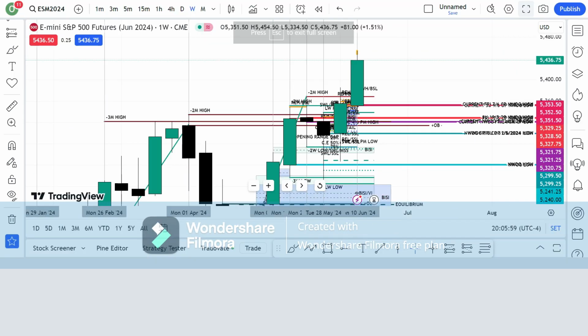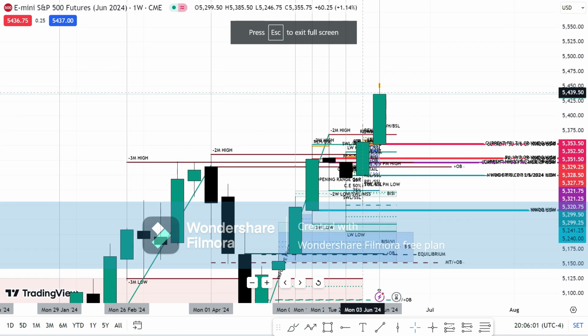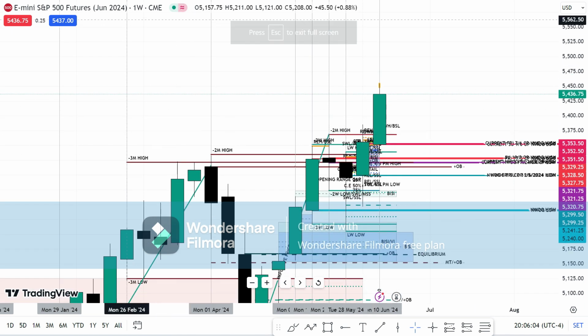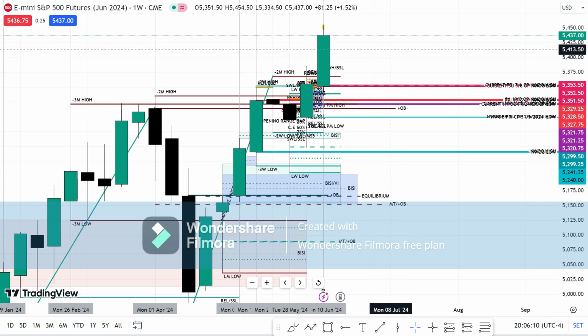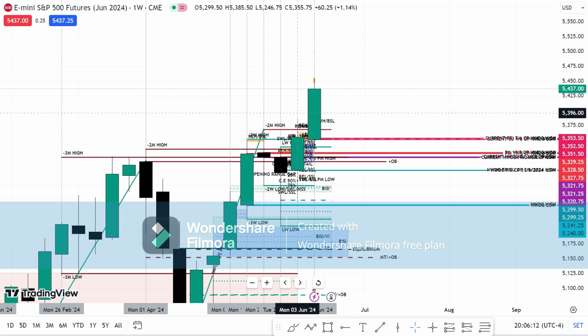come to the next and then again make the decision to go to a mini plan. What I'm looking at, we are making higher highs. This is a weekly chart.